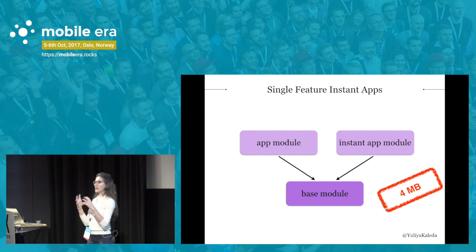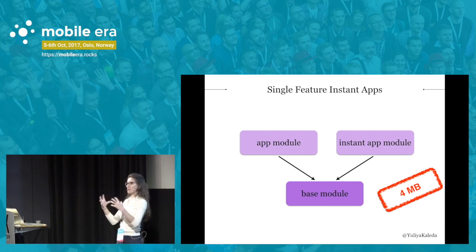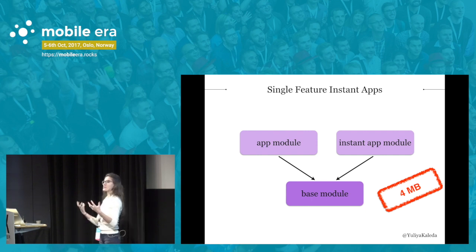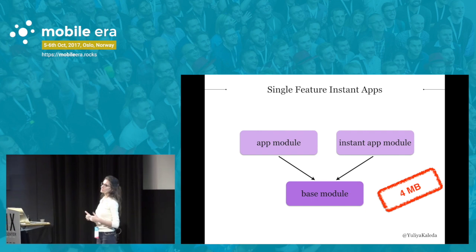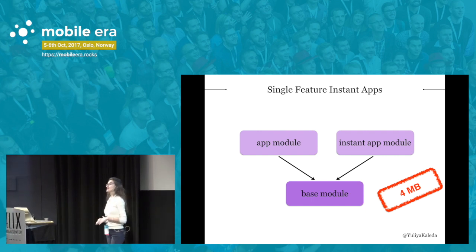Just because we have one base module that is responsible for keeping all the code, your business logic, all of the libraries, once you reach that size limit of 4 megabytes within the base module, there is no real space to grow. So you cannot do anything about it. And this is kind of like a dead end.